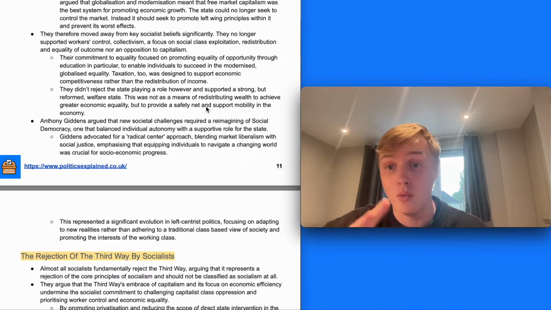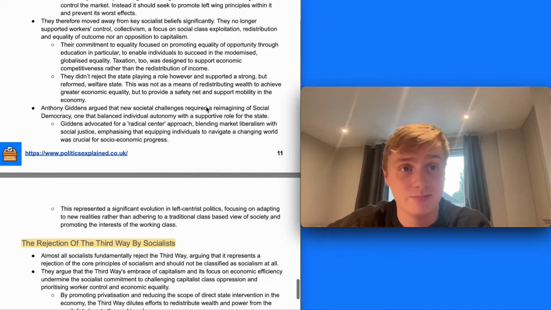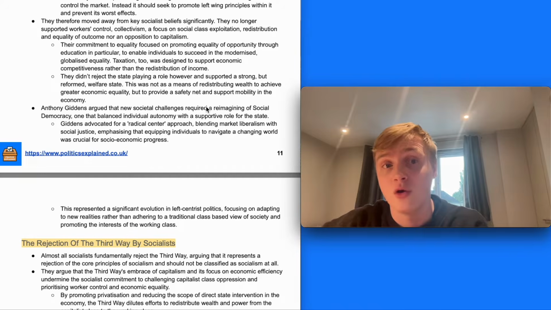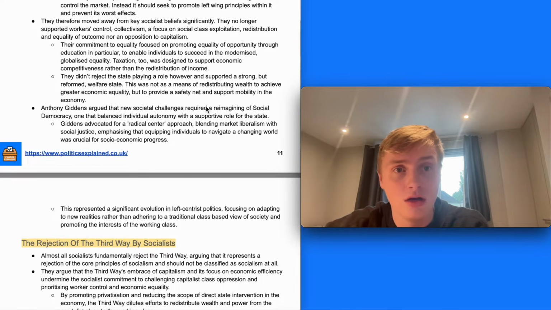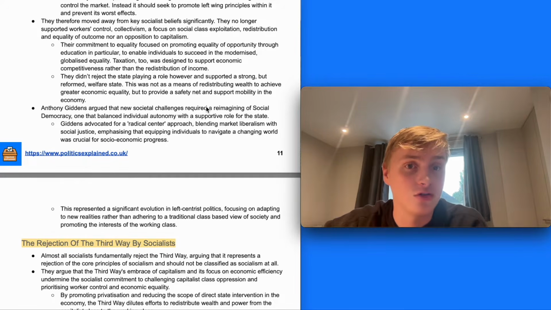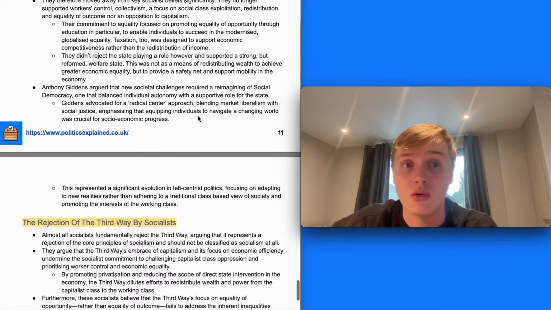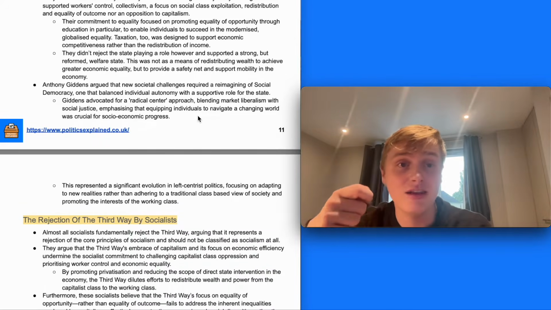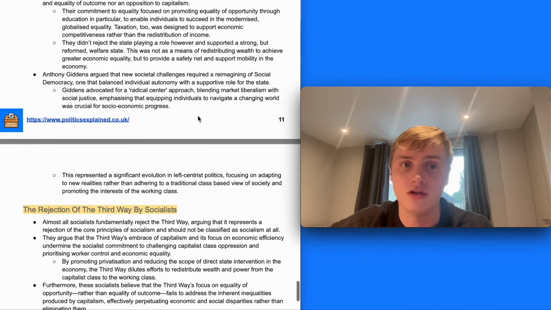So you see a move away from the commitment to Keynesianism that social democracy has, to support for free market capitalism. So you see a big move away from socialist beliefs, no longer supporting workers' control, collectivism, no longer having a focus on social class exploitation at all, or redistribution, and focusing on equality of opportunity rather than equality of outcome. And there was also not an opposition to capitalism. Instead, it was a real embrace of capitalism. However, they did focus on equality somewhat, as they focused on equality of opportunity in particular through education rather than equality of outcome.